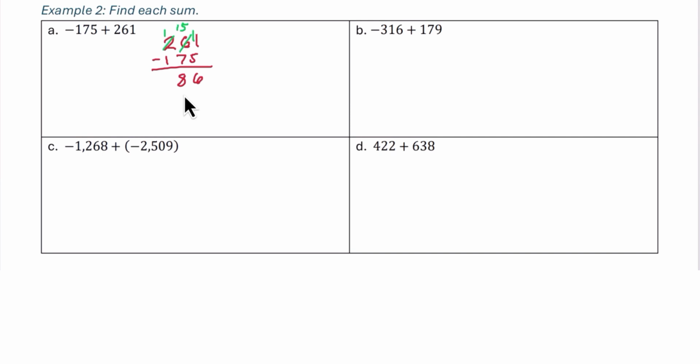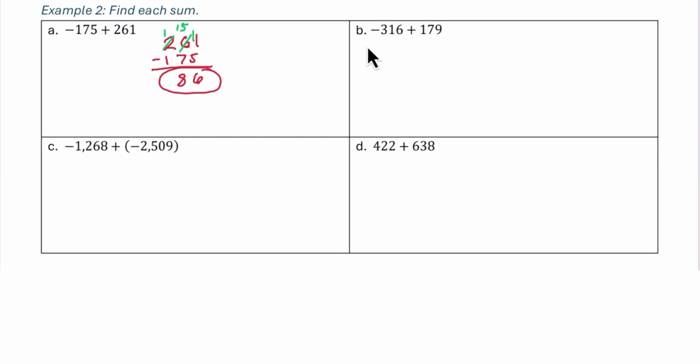Then we need to ask, is this a positive or a negative number? Notice that the larger absolute value is positive. 261 is positive, 175 is negative. Since the larger absolute value is a positive number, the solution is positive 86.